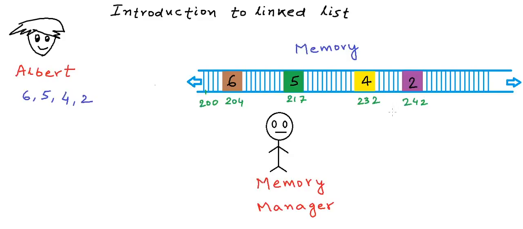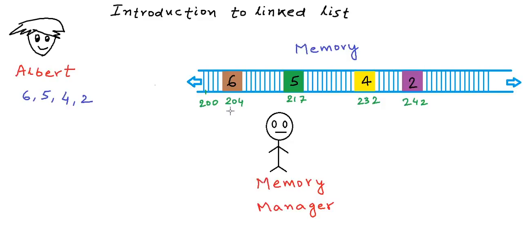So as you can see, when Albert makes separate requests for each integer, instead of getting one contiguous block of memory, he gets these disjoint non-contiguous blocks of memory. So we need to store some more information here. We need to store the information that this is the first element in the list and this is the second element in this list. So we need to link these blocks together somehow.